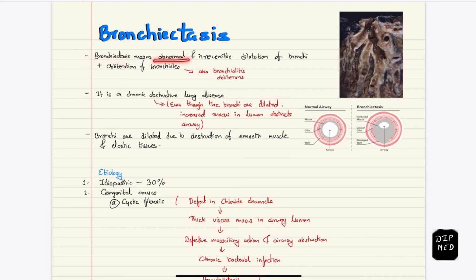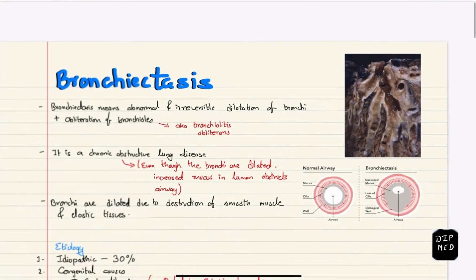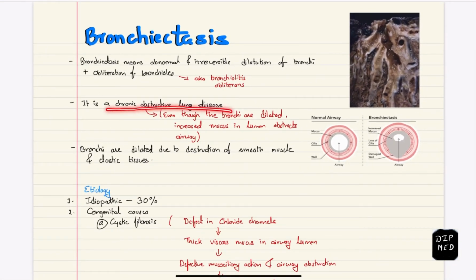Bronchiectasis means abnormal and irreversible dilatation of bronchi, which is associated with obliteration of smaller bronchioles, also known as bronchiolitis obliterans. Here in this picture, you can appreciate the dilated bronchi. Bronchiectasis is a chronic obstructive lung disease. Now you may wonder, if there is dilation of bronchi, how can there be obstruction? It's because even though the bronchi are dilated, increased amount of mucus in the lumen will obstruct the airways.